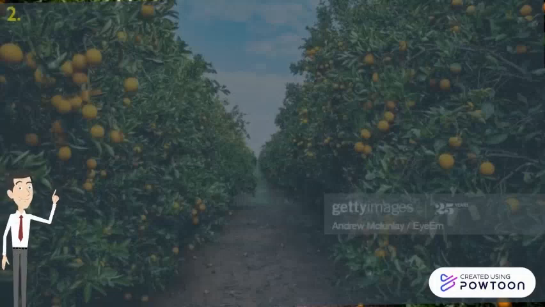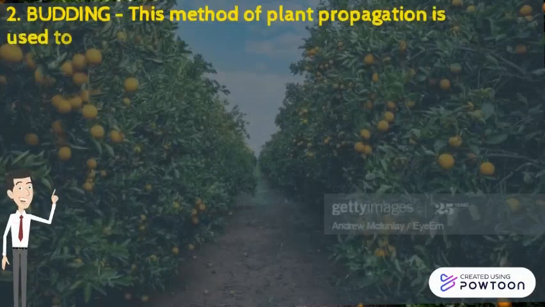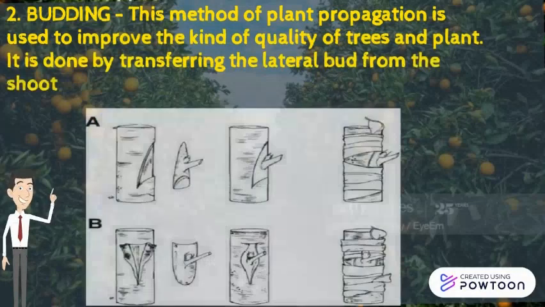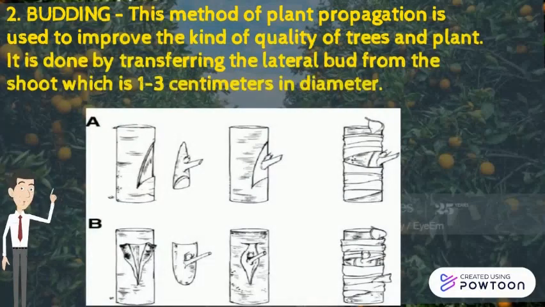Number 2. Budding. This method of plant propagation is used to improve the kind and quality of trees and plants. It is done by transferring the lateral bud from the shoot, which is 1 to 3 centimeters in diameter.